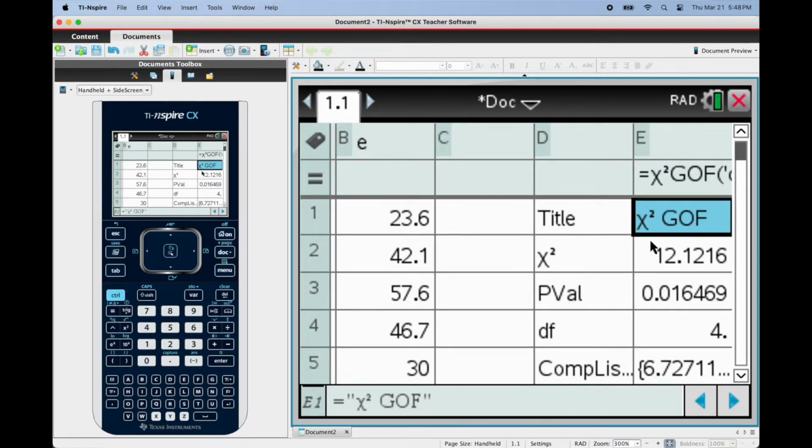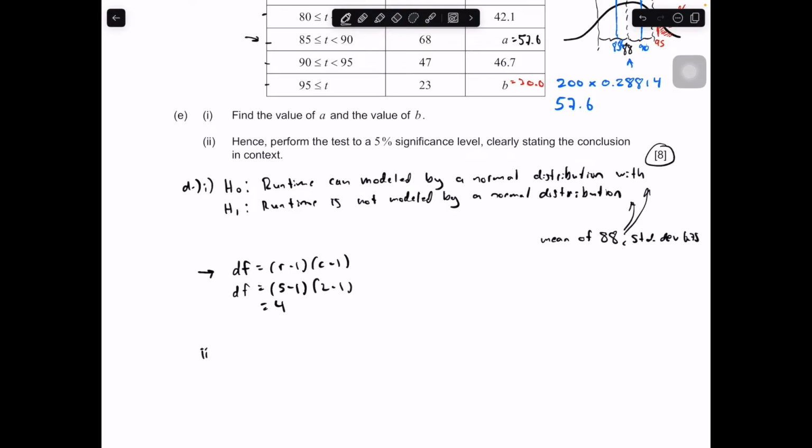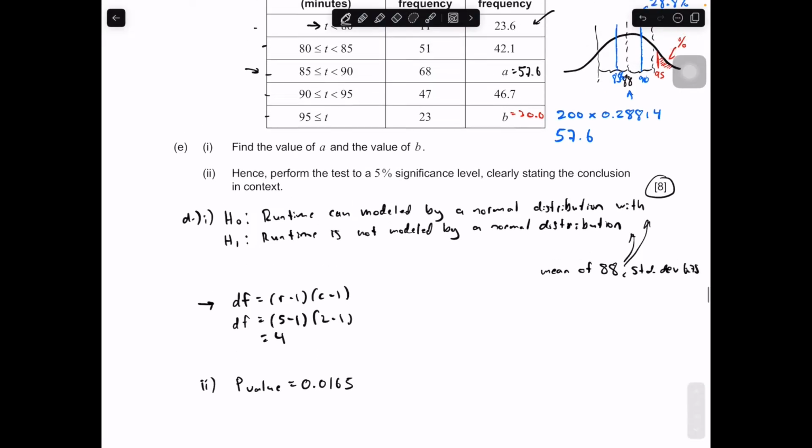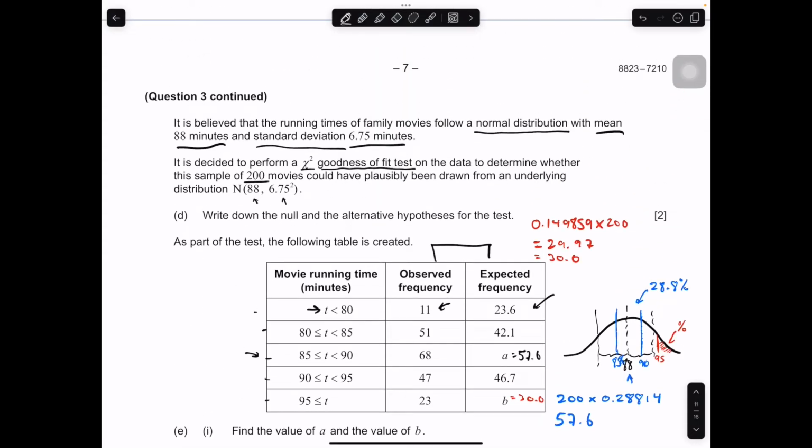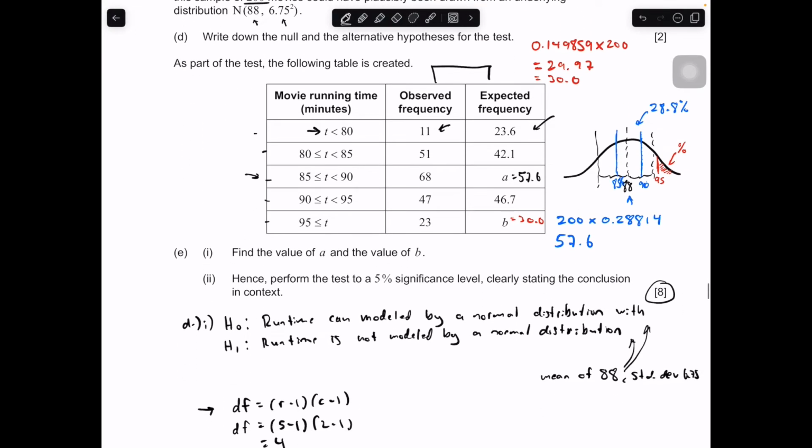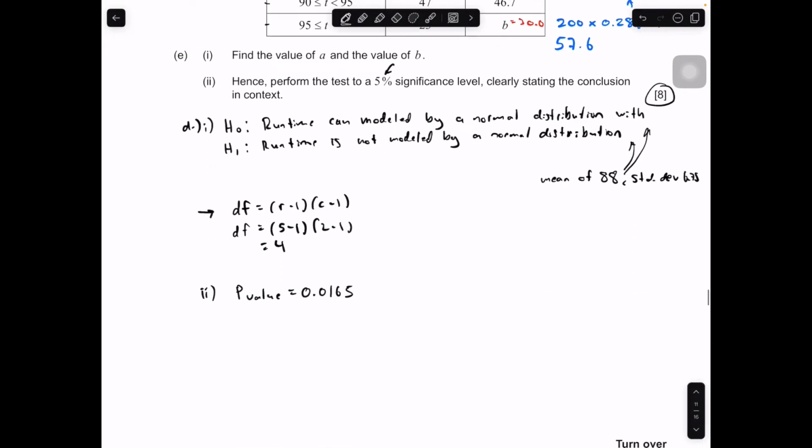And we have a chi-squared value and a p-value. P-value of 0.016469. Okay. So let's go ahead and go back to the document. So what do we know? We have a p-value which is equal to 0.0165, I guess. And we had a significance level, I believe it was 5% significance level.